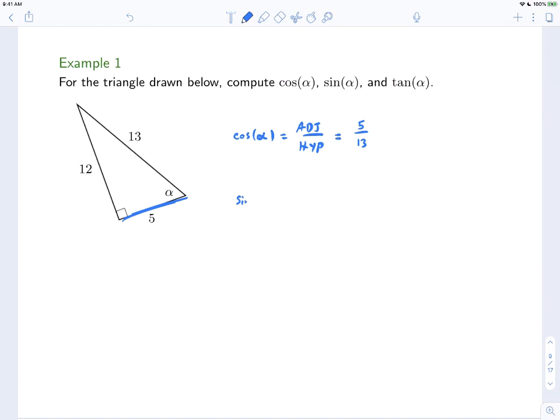What about sine? Sine of alpha is the length of the opposite side over the length of the hypotenuse. Well, the opposite side is length 12, and the hypotenuse is length 13. So that's our answer for sine of alpha. Tangent of alpha is opposite over adjacent. So the opposite side is 12, and the adjacent side is 5. So it's 12 over 5. So those are the values of cosine alpha, sine of alpha, and tangent of alpha.